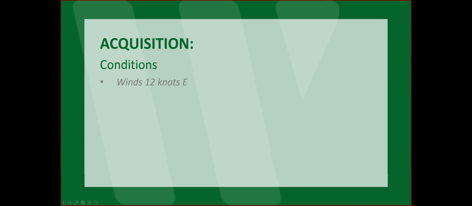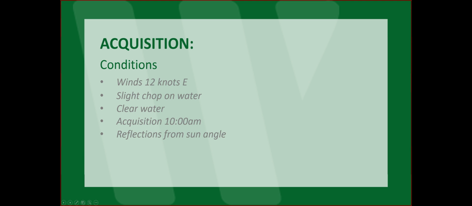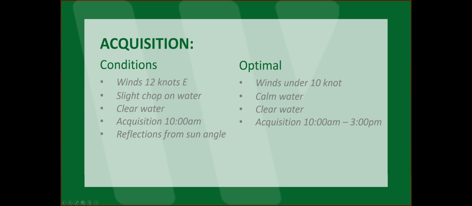The conditions. For this project, the winds were 12 knots out of the east. We had a slight chop on the water due to that wind. Clear water. Our acquisition was around 10 a.m. We did have some reflections from sun angle, more likely from the winds and the slight chop on the water. Optimal conditions would have been winds under 10 knots, calm water, clear water, same acquisition window, 10 a.m. to 3 p.m. with minimal reflection.